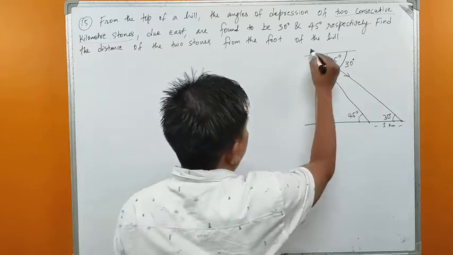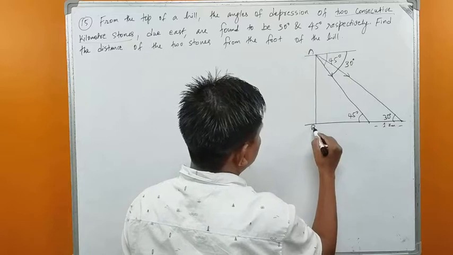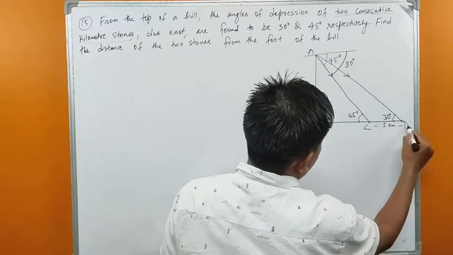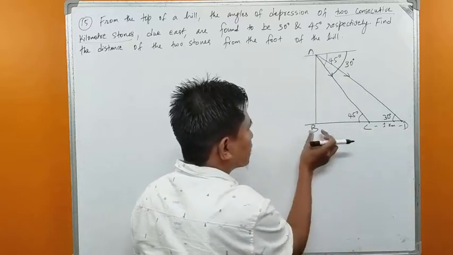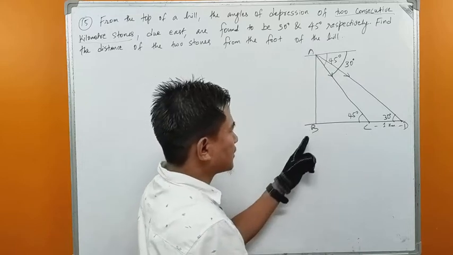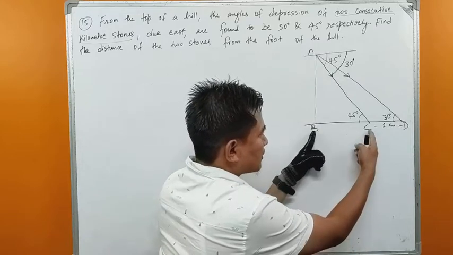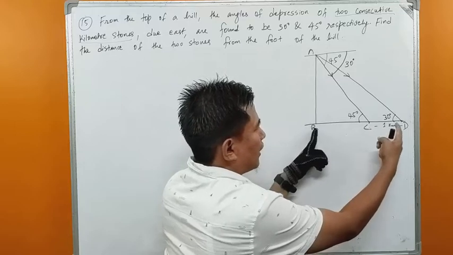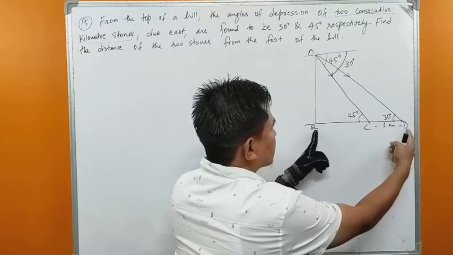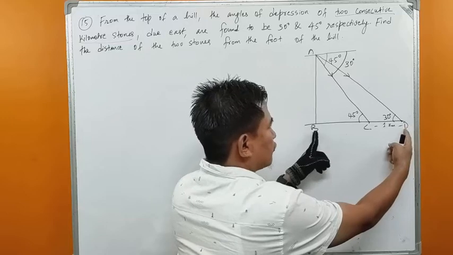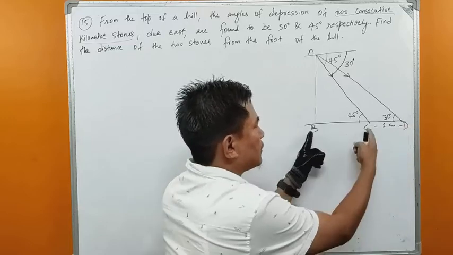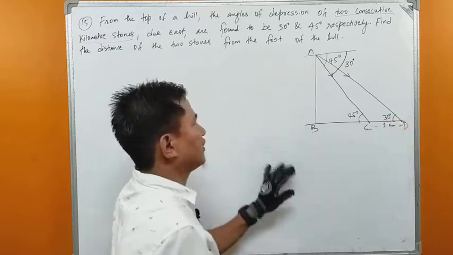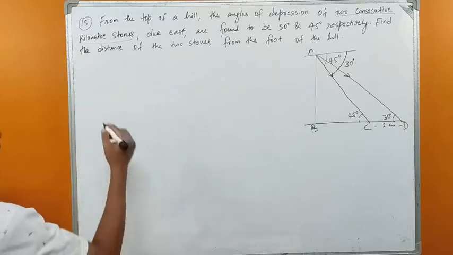Now let us solve this question. So we are asked to find the distance of the kilometer stones from the foot of the hill. That is, the distance BC is the distance of the first kilometer stone from the foot of the hill, and BD is the distance of the second kilometer stone from the foot of the hill. So we are asked to find BC and BD. Okay, so let us solve this.